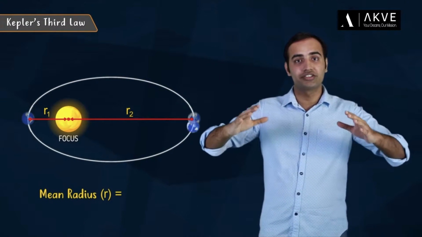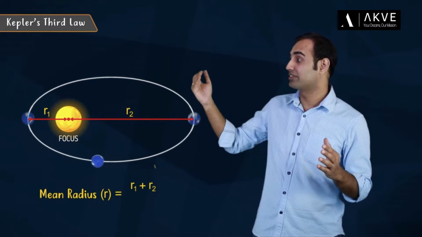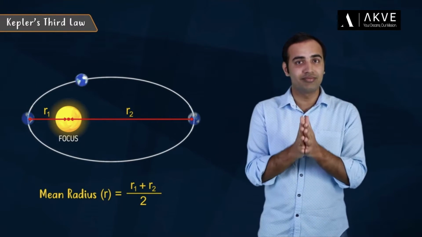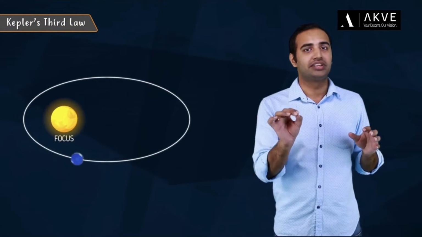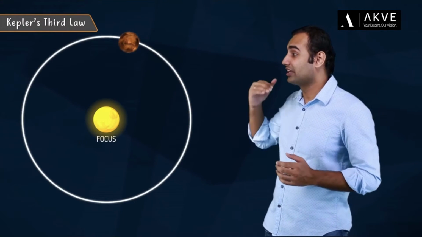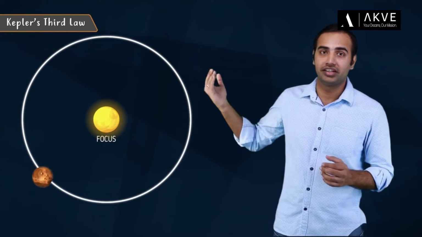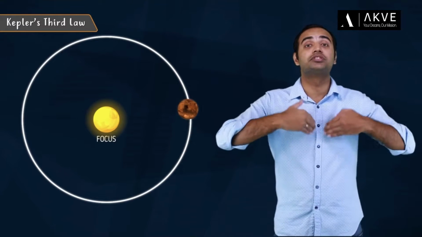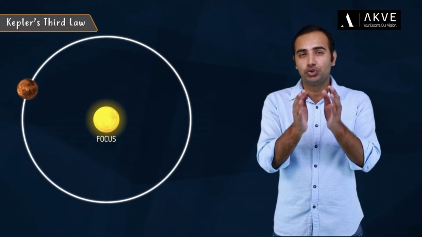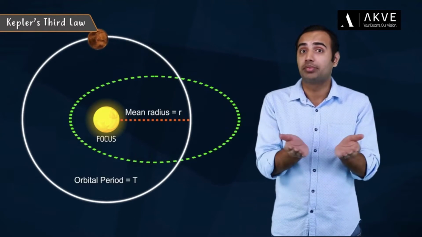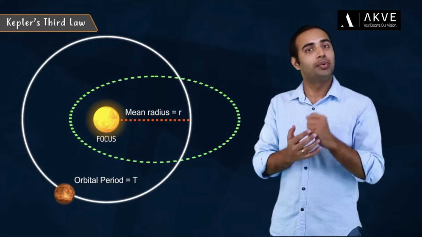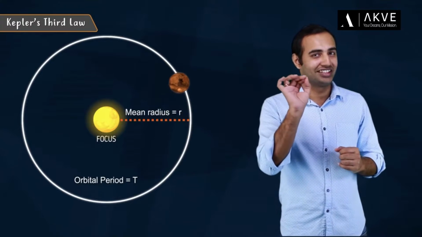Mean radius is nothing but the average of these 2 distances. So the mean radius for Earth is nothing but (R1 + R2) / 2. The same thing applies for other planets as well. In a completely different way, we can think of mean radius as the radius of an imaginary circle around the sun in which the planet is presumed to be moving. So using the concept of mean radius, we essentially average out the elliptical path into a circular path. Now that's another fascinating thing.